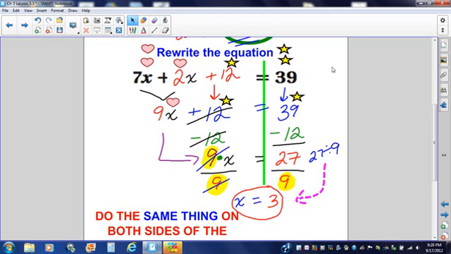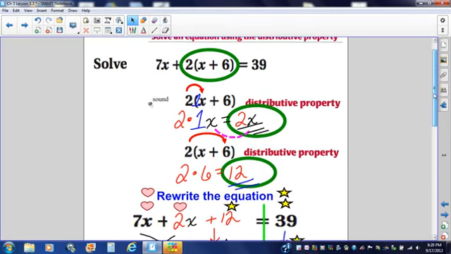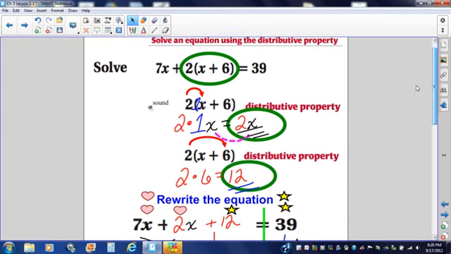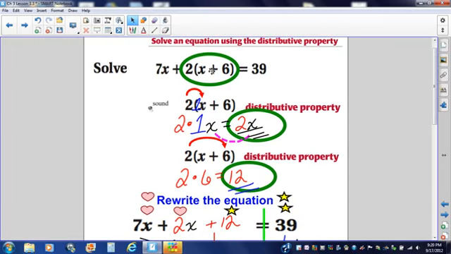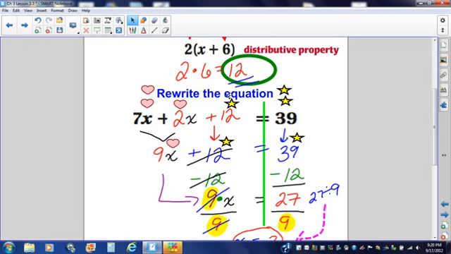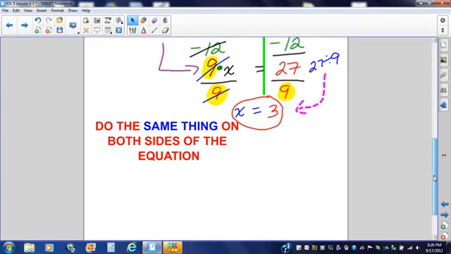There you go. That's all there is to solving a multi-step equation. Remember, do your distributive property first. Rewrite the equation. Hearts and stars.